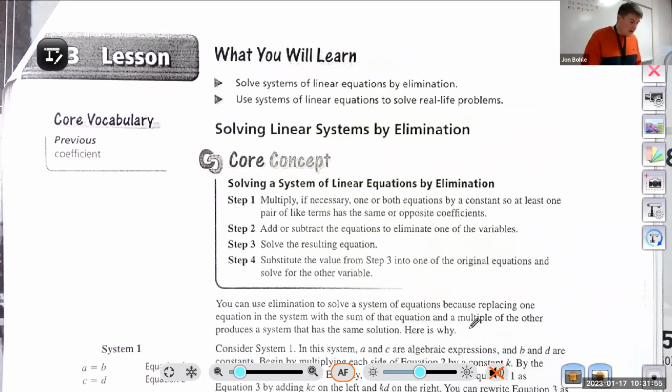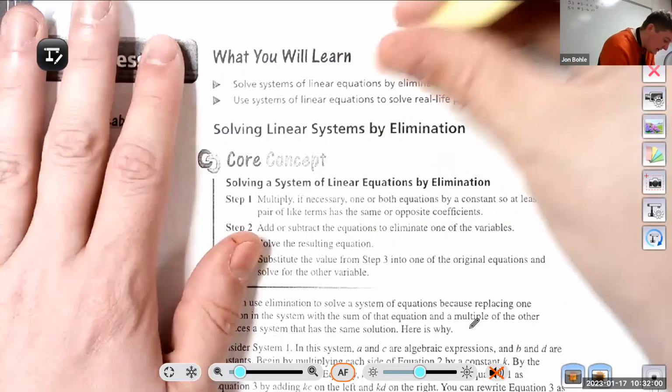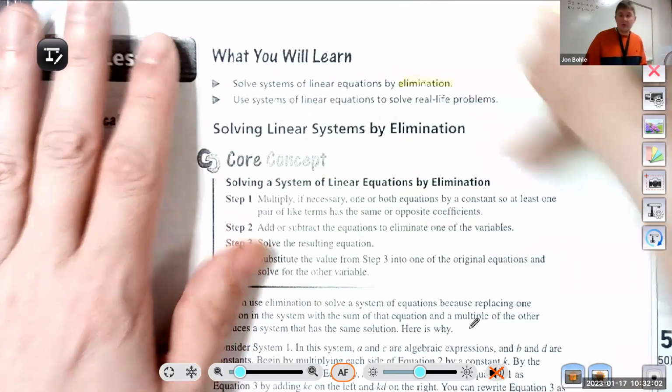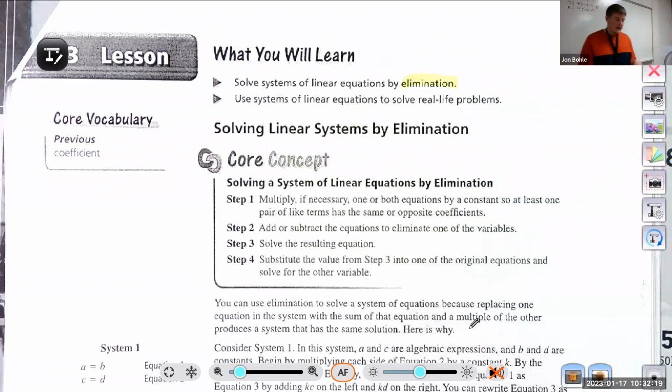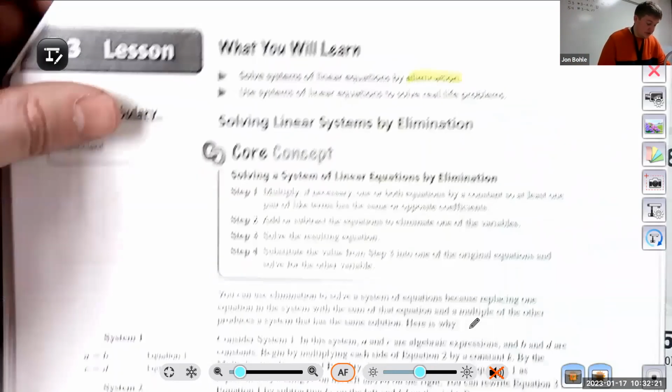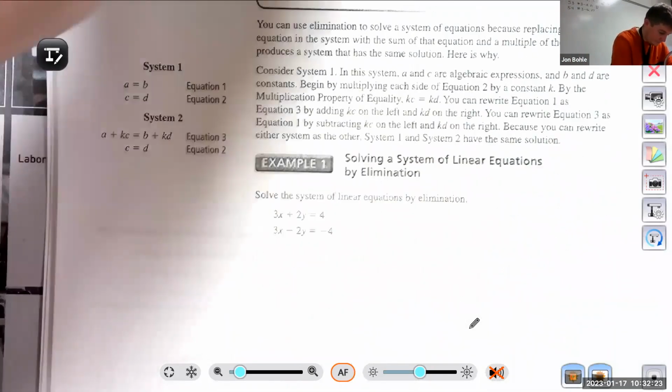Okay, so this is the last of our three solving methods, and it's going to be the elimination method. So that's going to be a learning target. I'll point out exactly what kind of problems you'll have on the learning targets for today. You could read through these core concepts. It's going to give you a little bit of a walkthrough of what I'm going to do anyway, but I kind of like my own way of doing things. So I'm just going to jump right into the example down below.